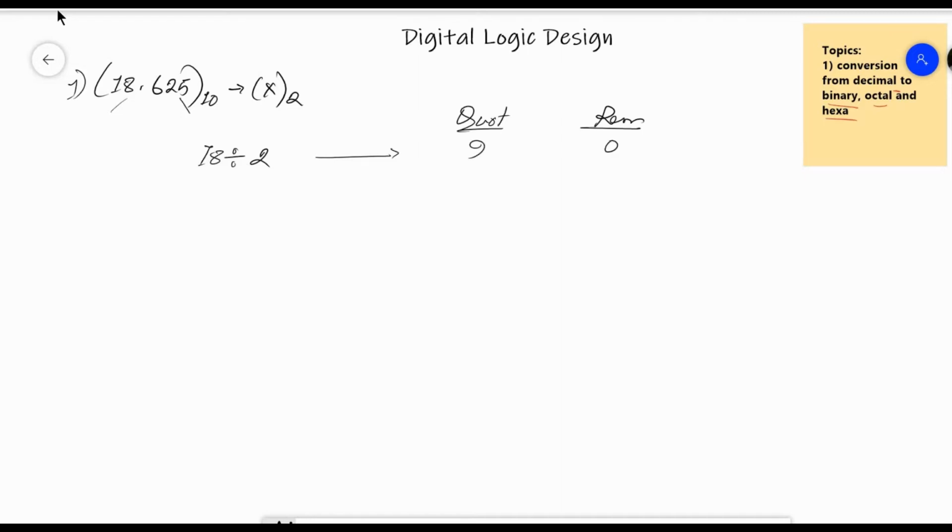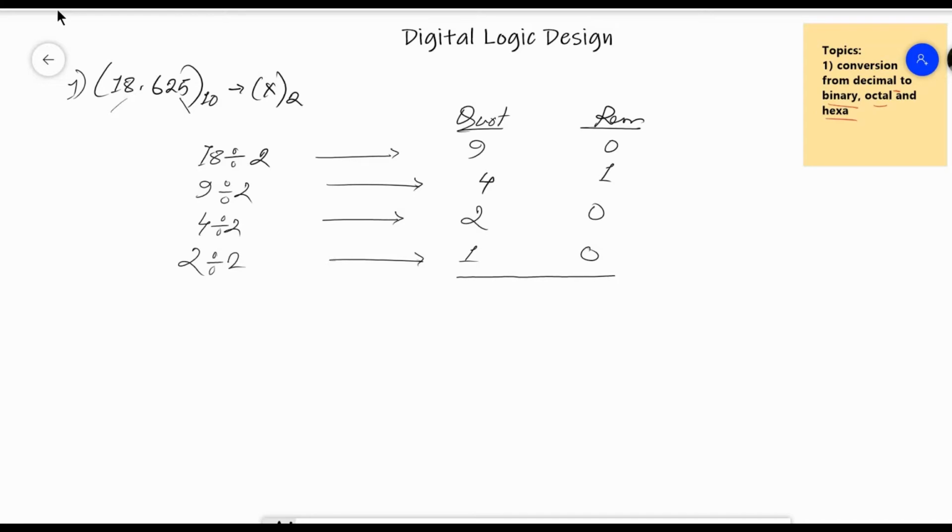And then again we take the quotient and divide it by the base. So for this we have 4 as quotient and we have remainder 1. And we do the same again with this one. 4 divided by 2, we have 2 and remainder is 0. And we have again 2 divided by 2, we have quotient 1 and remainder 0. So we'll stop here when we have 1, and we will start from the last quotient, move to the right side and then up.